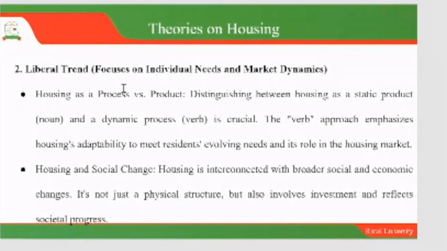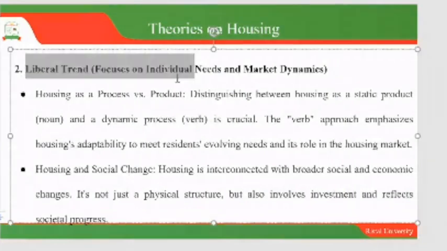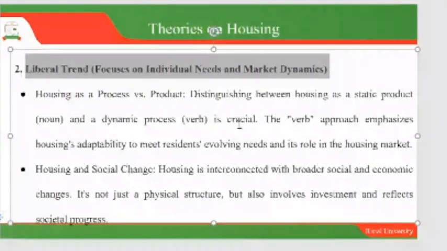Housing here is mainly housing as a process versus housing as a product. Earlier on, you realize Marxism looks at housing as a product, but in the liberal trend, we're looking at housing as a process. So it distinguishes between housing as a static product and a dynamic process.